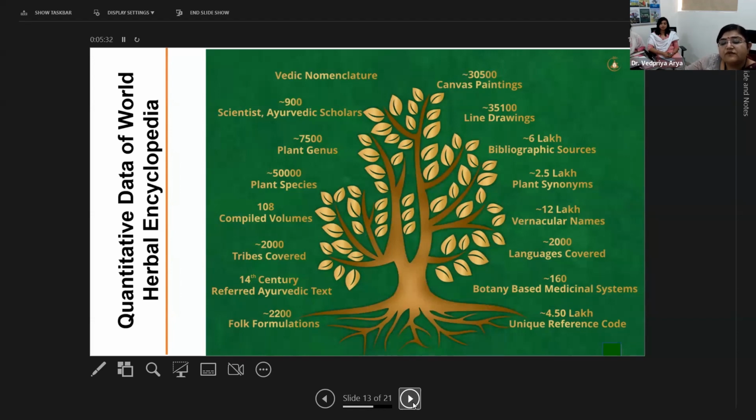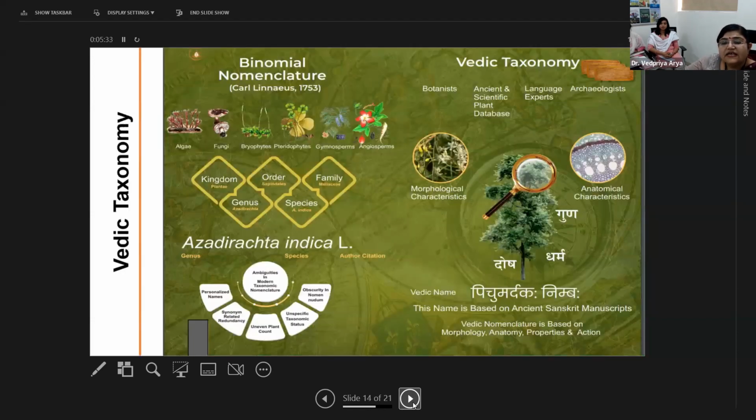A very crucial work, considered an innovation in Ayurveda research, is the Vedic taxonomy. It is one of its kind, dear students, as well as all the scientists. Why is it one of its kind? Because in Vedic taxonomy, each plant is given a scientific Sanskrit name, and this name is based on the guna, dharma, and dosh, or you can say the morphological characters, anatomical characters, and the properties of the medicinal plants.